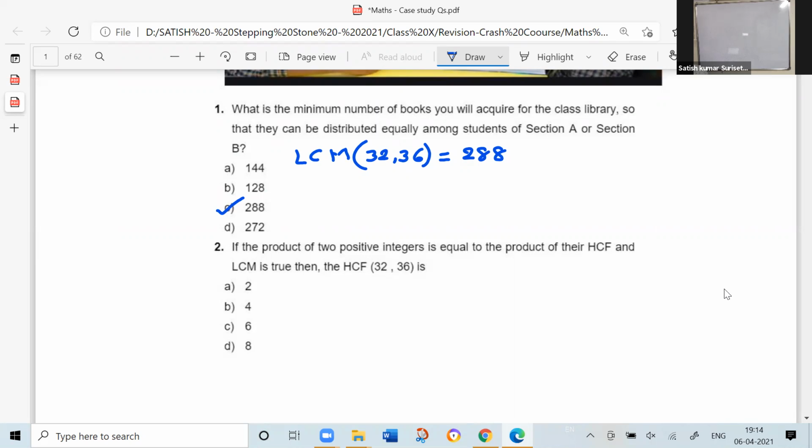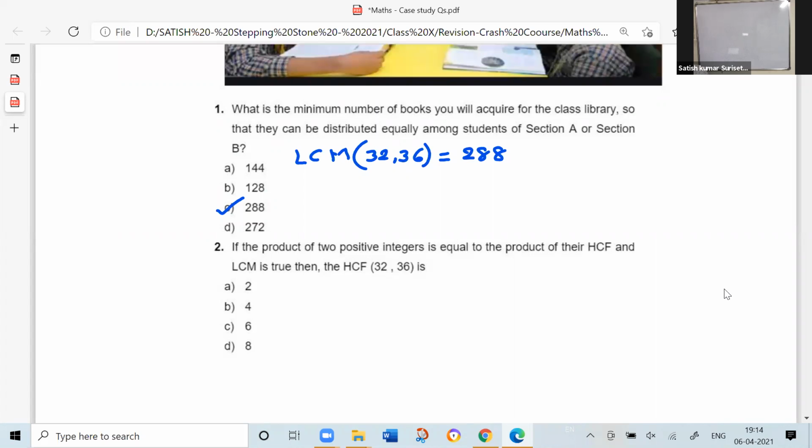Anybody got the same answer? No. Check the second. If the product of 2 positive integers is equal to the product of their HCF and LCM is true, then HCF of 32, 36 is. So here already given the method how to calculate. So apply the method directly and tell me your answer. Fast.